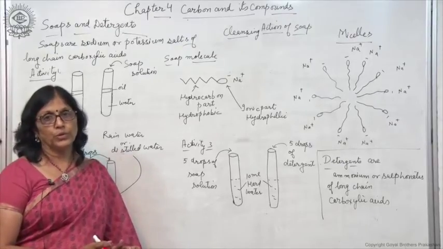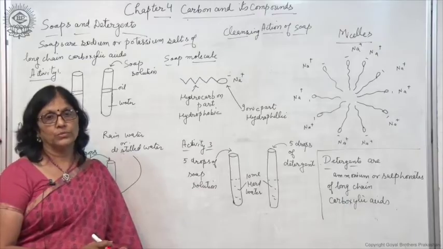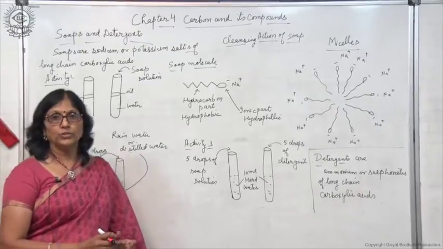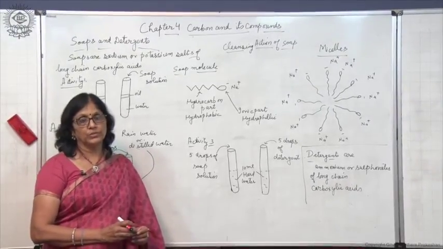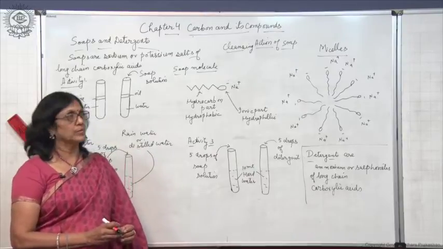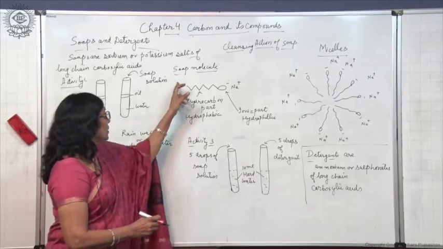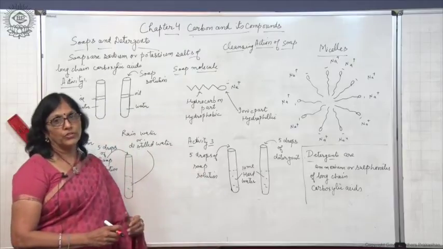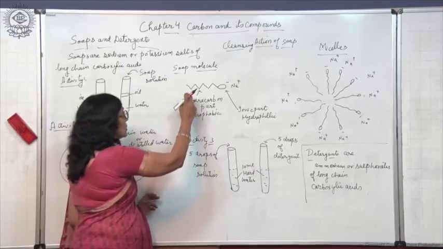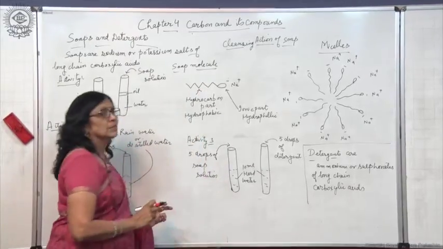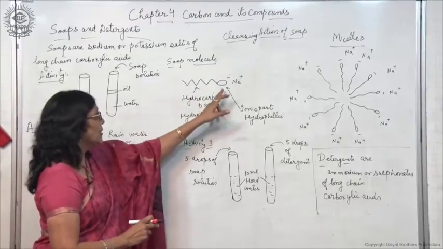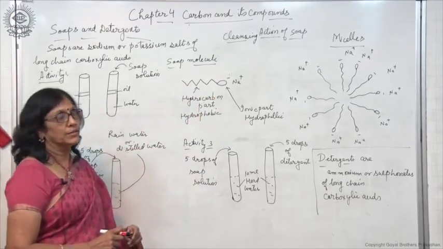You know, soap solution is used to clean the dirty clothes, but how does soap clean the dirty clothes? Let us first study about the soap molecule. Soap molecule, as I told you, is sodium or potassium salt of long chain carboxylic acid. The soap molecule has two parts, a long hydrocarbon part and a small ionic part.